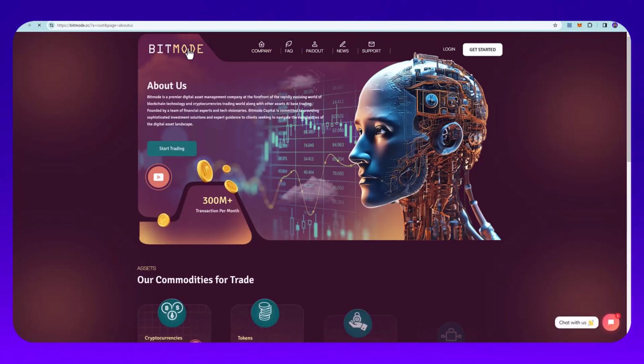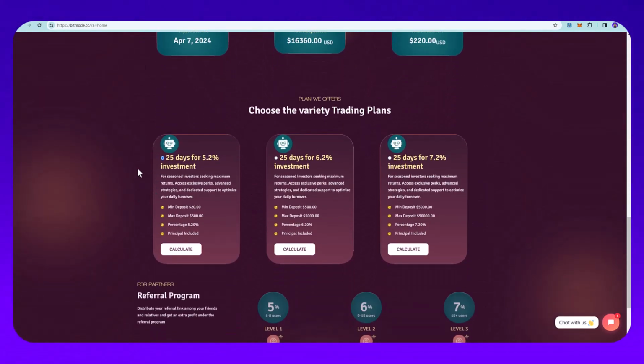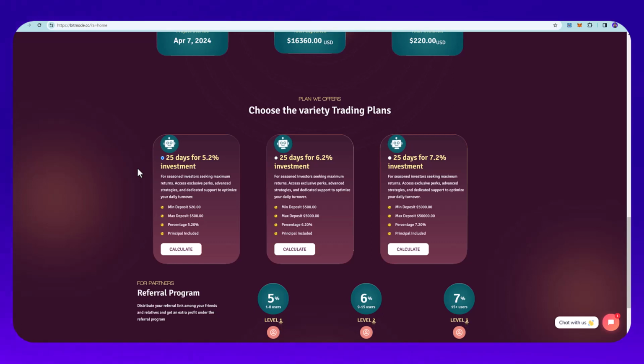Let's look at what they are offering here. So what is the selling point? The selling point is their investment plans. They start off with a 5.2% daily ROI for 25 days. You got to drop 20 to 500 bucks. That is the plan. The next one is 6.2%, where you got to drop anywhere between $500 to $5,000 in cryptocurrencies, or the equivalent to cryptocurrencies. And then we got the 7.2% investment, 25 days, $5,000 to $50,000. So yeah, that's interesting.